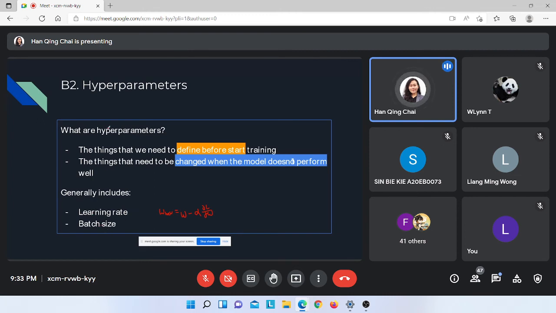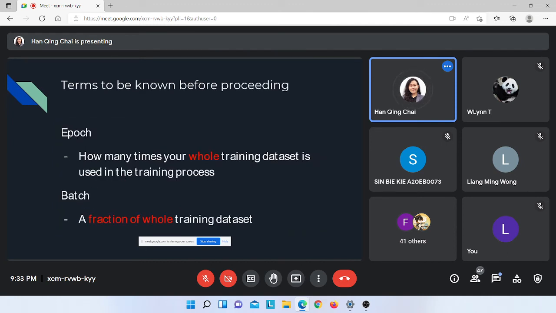But these are called the hyperparameters, meaning you have to determine something for your model basically before it runs. So another few terms to know, one thing is called the epoch. I'm going to briefly go through it. It means how many times your whole training data set is used. And another thing called batch is the fraction of whole training data set. So remember, batch is this one, epoch is this one.